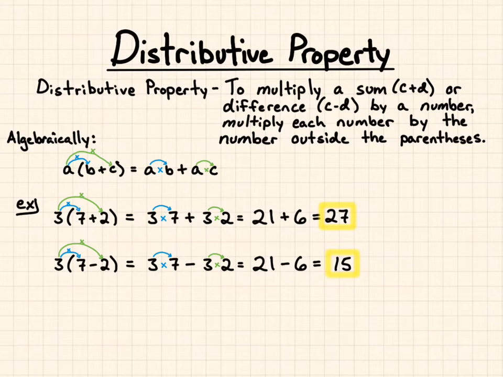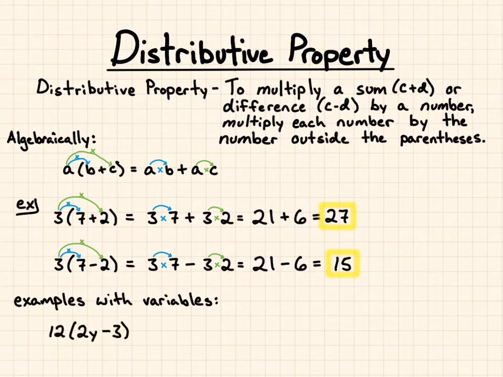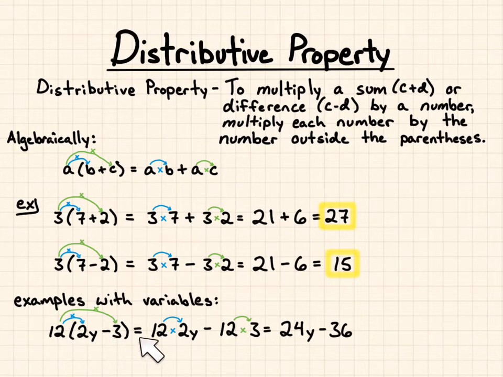Now, the reason why we do this is because sometimes you can't just evaluate what's inside the parentheses. So with variables, I don't know what y equals, and I can't simplify this term inside at all. So I know I need to take this and multiply to each term inside the parentheses. So this becomes 12 times 2y, which is 12 times 2, and 12 times 3. So simplifying this expression with parentheses here gives me 24y minus 36, which is my answer.